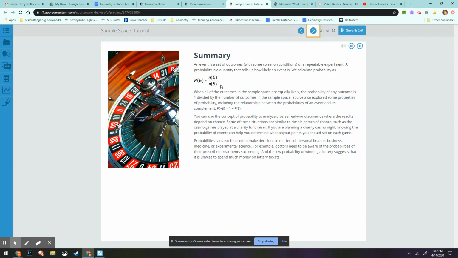N of S is just the total number of possibilities. Like in a deck of cards, it's 52. If you roll 2 dice, it's 36. Okay, this notation there, that means not E. So that would be like the probability that something is not a 7. Okay.